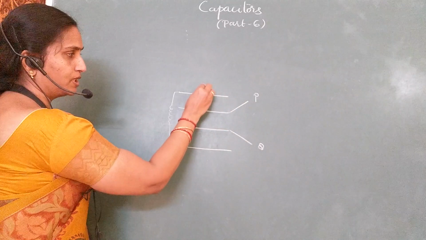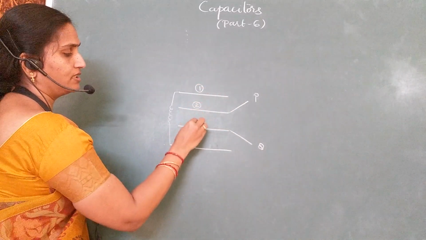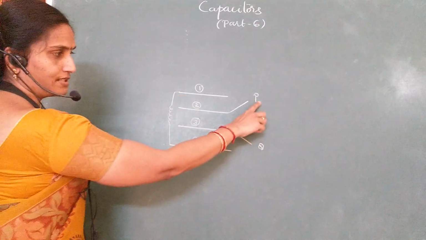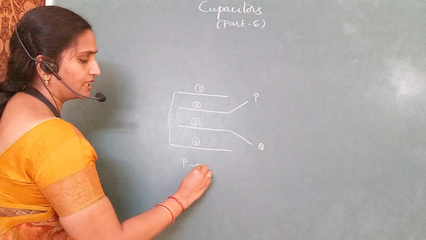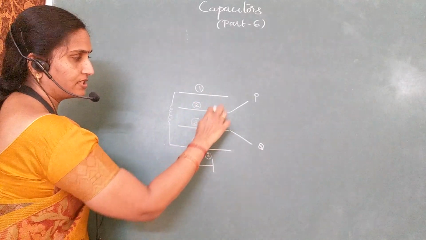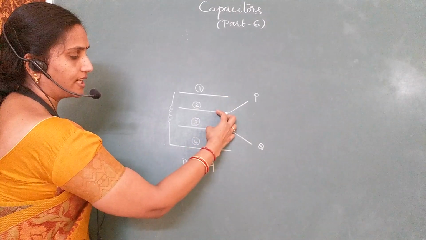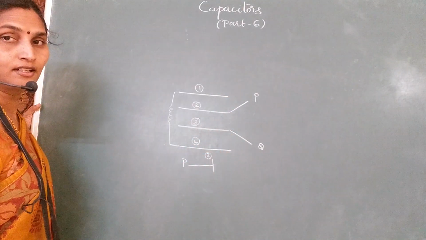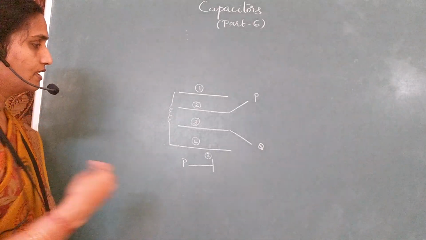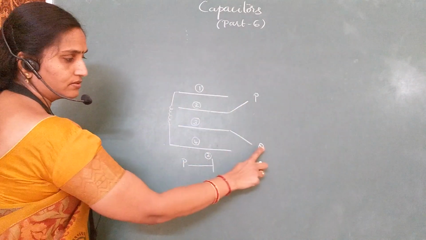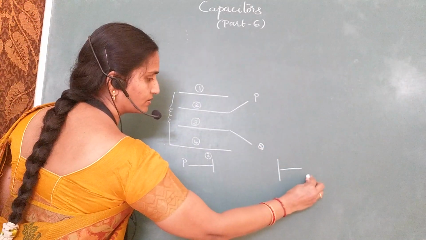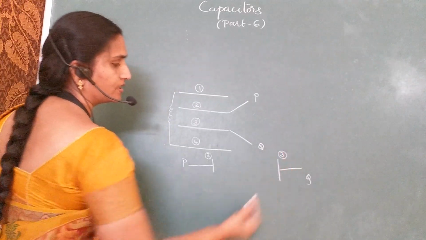Start with P. First number the plates: 1, 2, 3 and 4. Start from P. P is connected to plate number 2. We have 3 capacitors here: this gap is one capacitor, this is another capacitor and this is the third capacitor. We are trying to find the equivalent capacitance of this combination. So P is connected to plate number 2, and Q is connected to plate number 3.